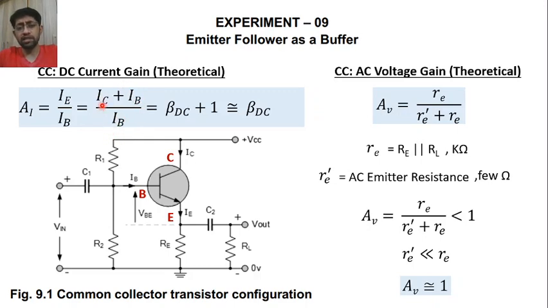So this equation transforms into beta DC plus 1, and beta DC is much higher than the 1. So this answer will be approximately equal to beta DC. So in this sense, you can say that the DC current gain of this CC configuration is approximately beta DC. So here you can see that this CC configuration provides AC voltage gain nearly equal to 1, but yes, it provides DC current gain, and that DC current gain will be equal to beta DC.